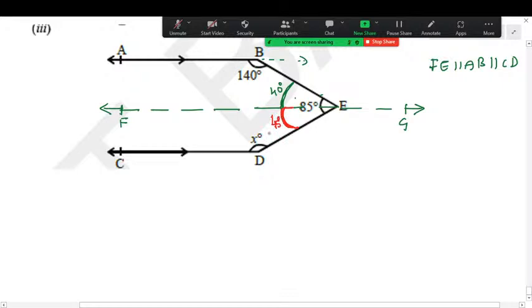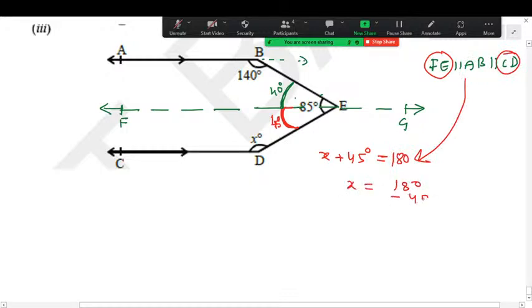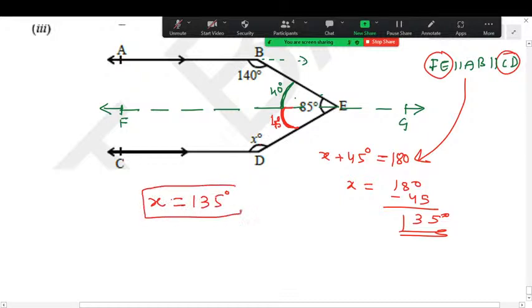Now, can you tell me X now? It's now easy to answer because X and 45 are co-interior angles when we consider this FE parallel to CD. That's why the sum should be 180. If we want X, we need to subtract this 45 and it comes out to be 135 degrees. This is the value of X. It's not 140 actually. Got it? You were guessing it to be 140, but actually it's 135. Okay.